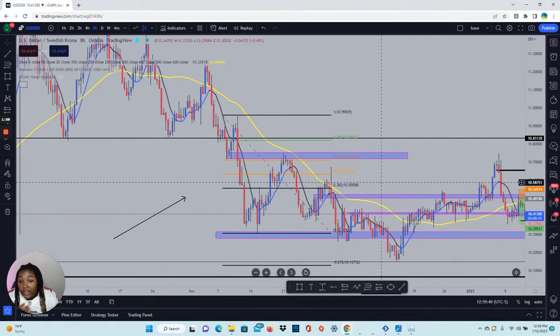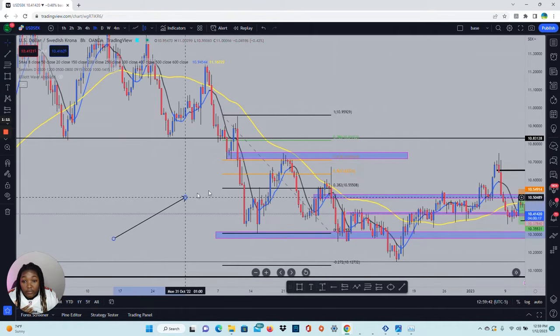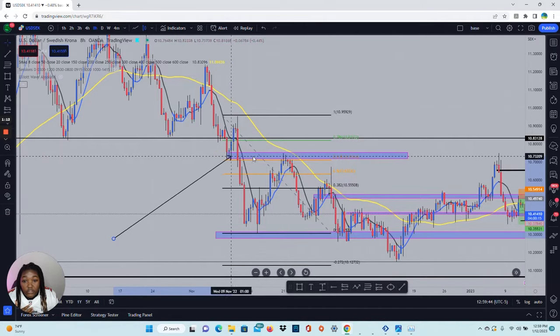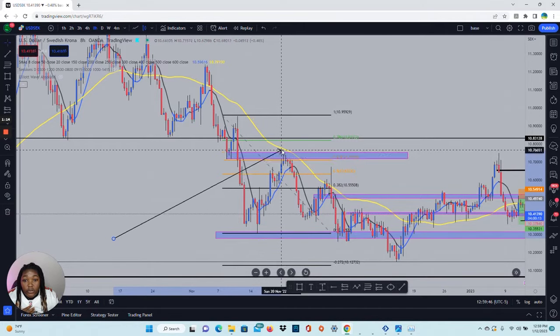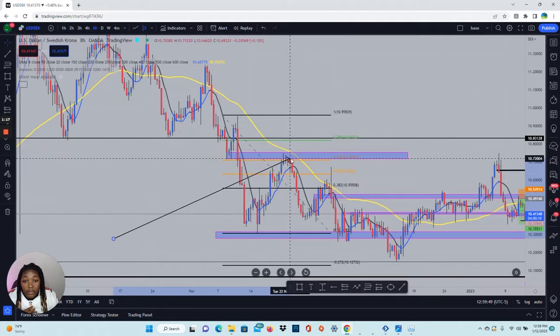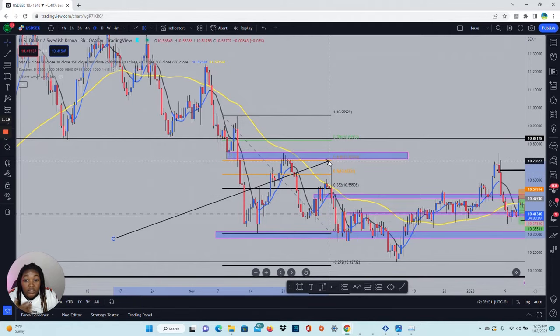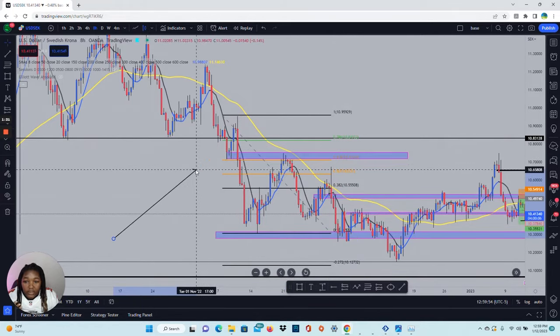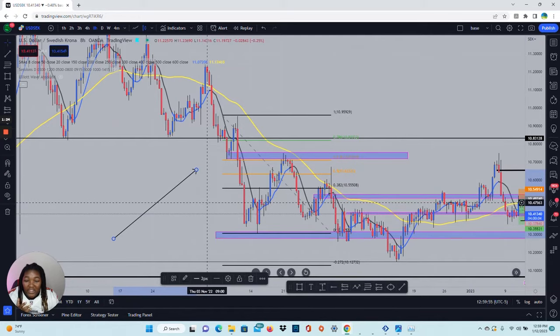Not even looking at candlestick formations. We have a retest of this zone here. Boom. We have a retest of the 50 EMA. Boom. We have the retest of the 0.618. Boom. Like, that's beautiful. Like, that's such a nice setup right there.